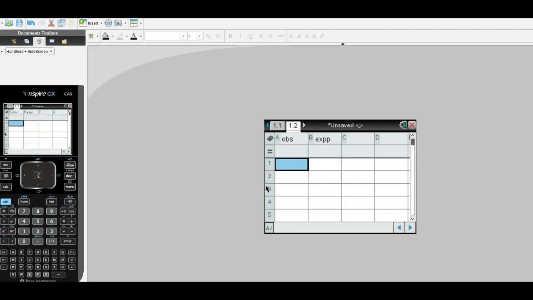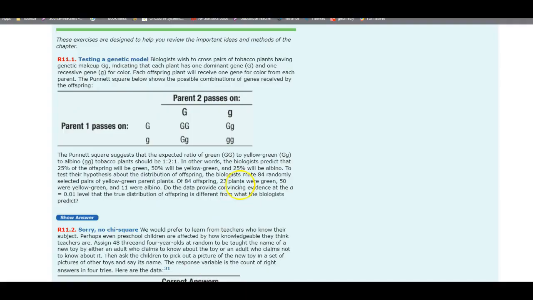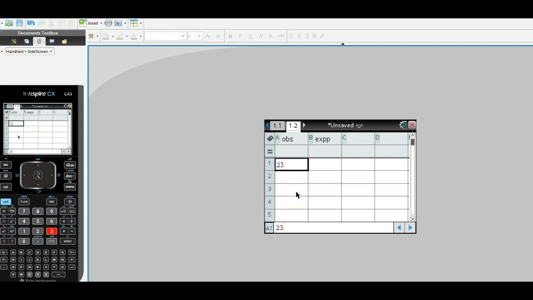So let me jump back and see what those observed counts were again. They were 23, 50, and 11. Right? So we have 23, 50, and 11. And then our expecteds are going to be what? This one was supposed to be 25% of 84. So 0.25 times 84, I get 21. And then we had 50% of 84, 42. And then another 21.